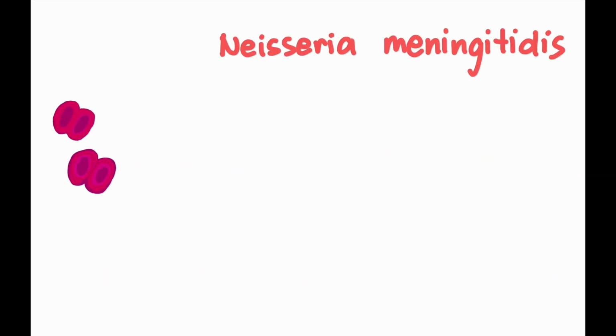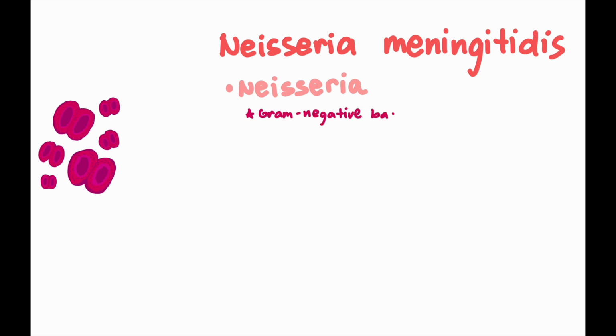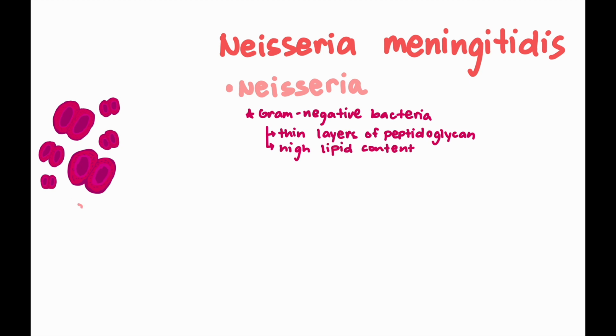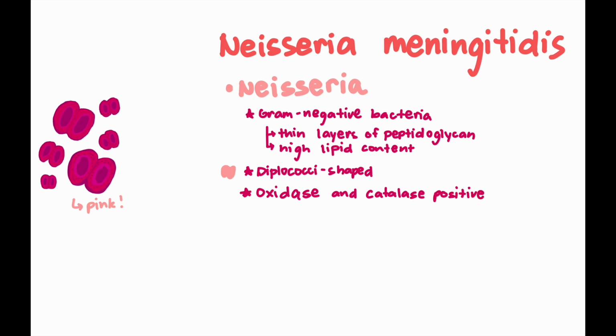Neisseria meningitidis is a species of the genus Neisseria. In general, this species is a gram-negative bacteria that contains thin layers of peptidoglycan and a high lipid content, hence the color pink. It is a diplococci shape and is oxidase and catalase positive, which means that it performs aerobic respiration. And finally, all bacteria in the Neisseria genus metabolize glucose.